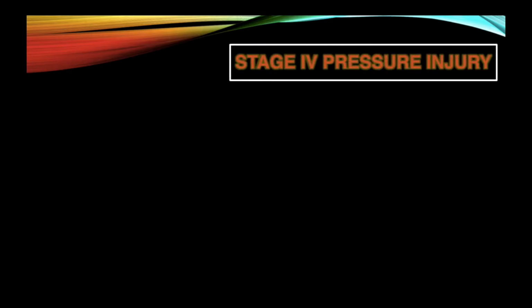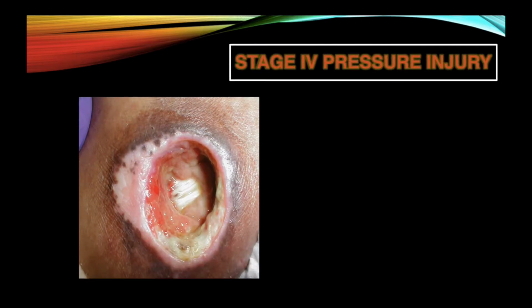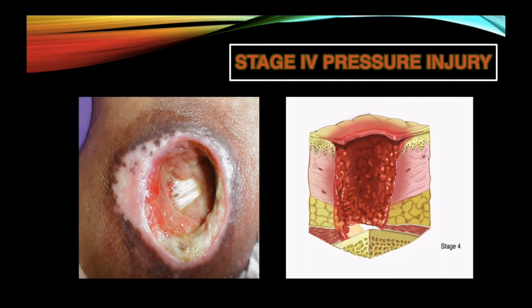Stage 4. With full thickness tissue loss, with exposed bone, tendon, or muscle. Slough or eschar may be present on some parts of the wound bed. Often includes undermining and tunneling.